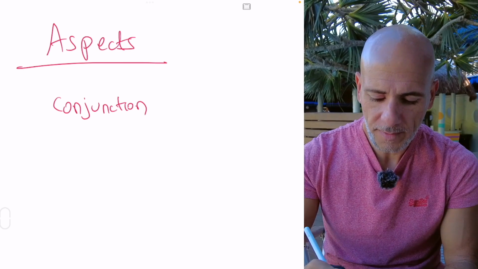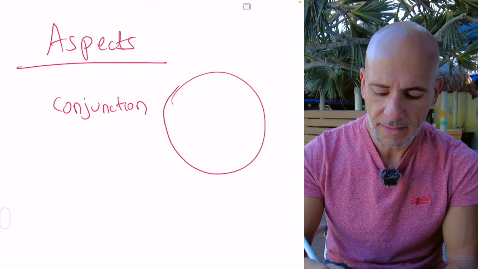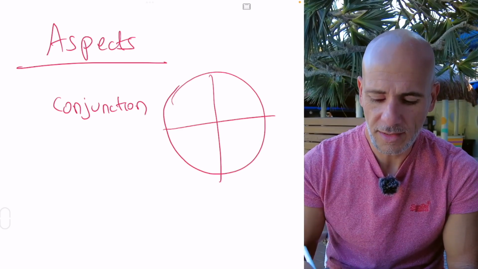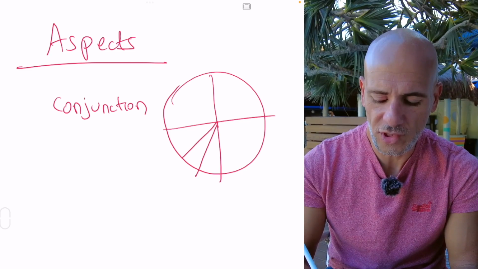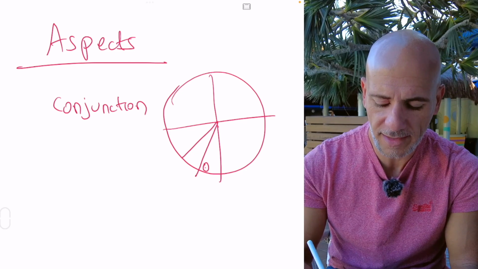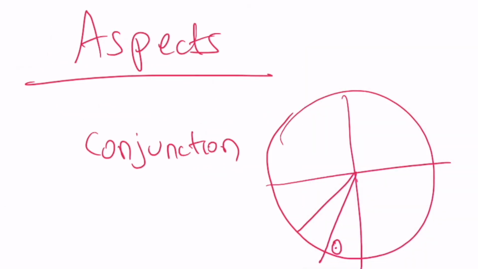For example, if we are drawing the astrological chart, and this is Aries, this is Taurus, this is Gemini, and we are seeing here Sun and Venus, both are in Gemini. So we can say that the Sun and Venus are right now in conjunction in Gemini.